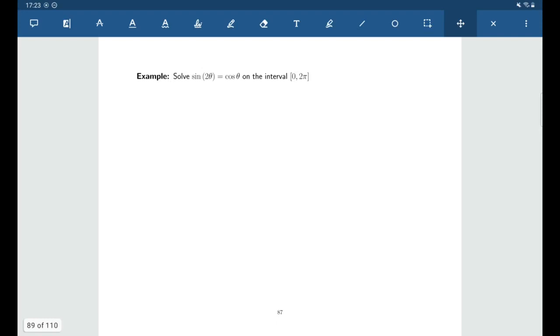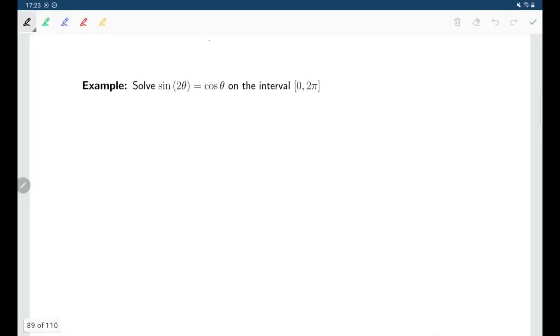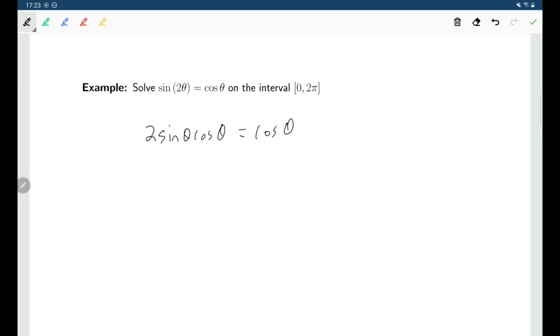Now, we can use this identity to help us solve an equation like this. We're looking to solve sine of 2 theta equals cosine theta over the interval from 0 to 2 pi. Now, if I were to rewrite this as 2 sine theta cos theta equals cosine theta, then I've got an idea of how I might solve this. I can see that if I were to bring the cosine theta to the other side, I'd be able to factor out cosine theta.